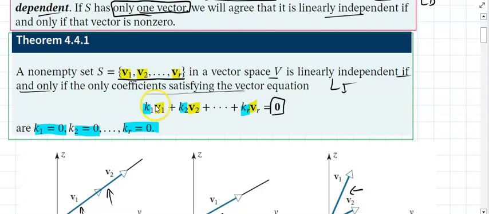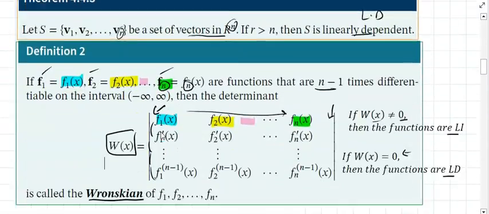We could take k1 times v1 plus k2 times v2 plus k3 times v3, set equal to 0, and see if the only solution is zeros. If it's anything other than that, it's linearly dependent.